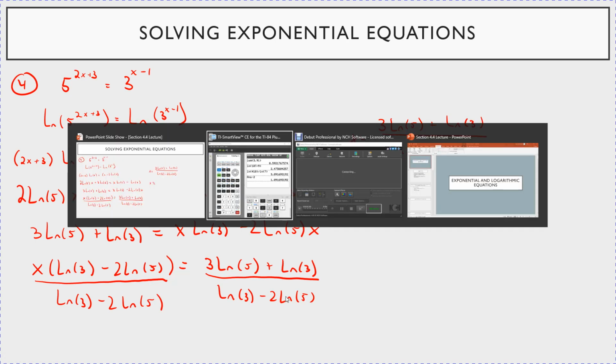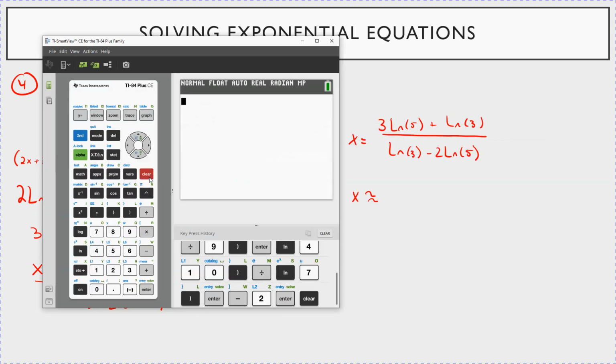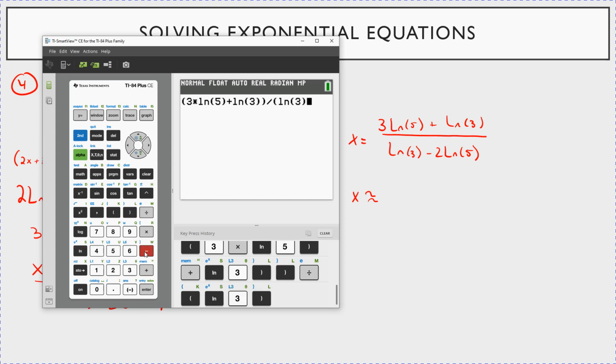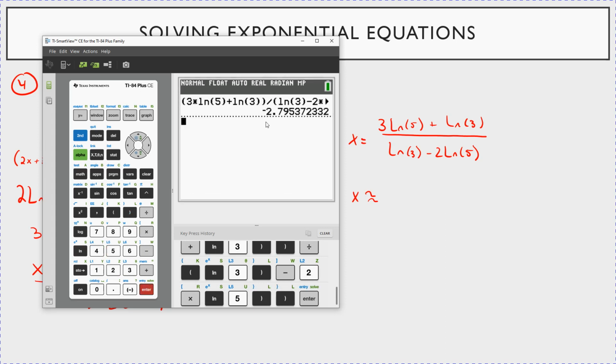Now again, you just have to be meticulous plugging this into your calculator here. So you have to put the numerator in parentheses. So this is 3 times the natural log of 5, close that parentheses, plus natural log of 3, now divided by, start a new set of parentheses, natural log of 3 minus 2 times natural log of 5. And going out to 3 decimal places, x is negative 2.795.